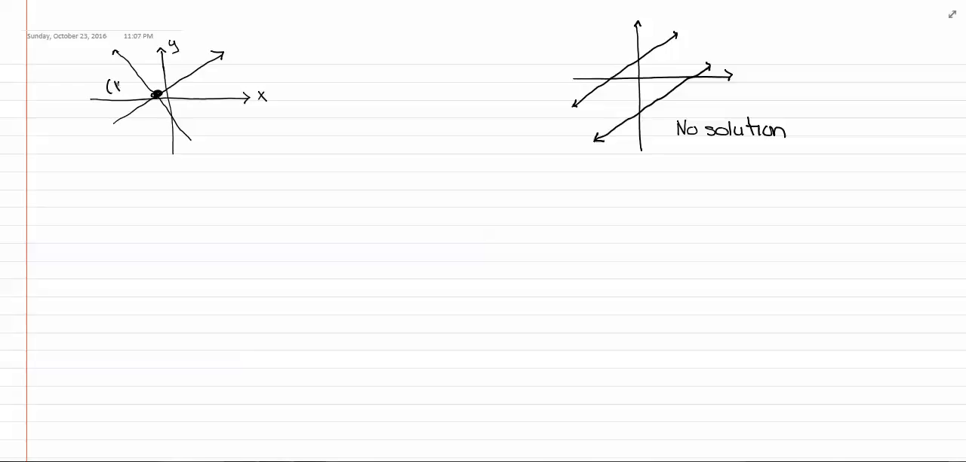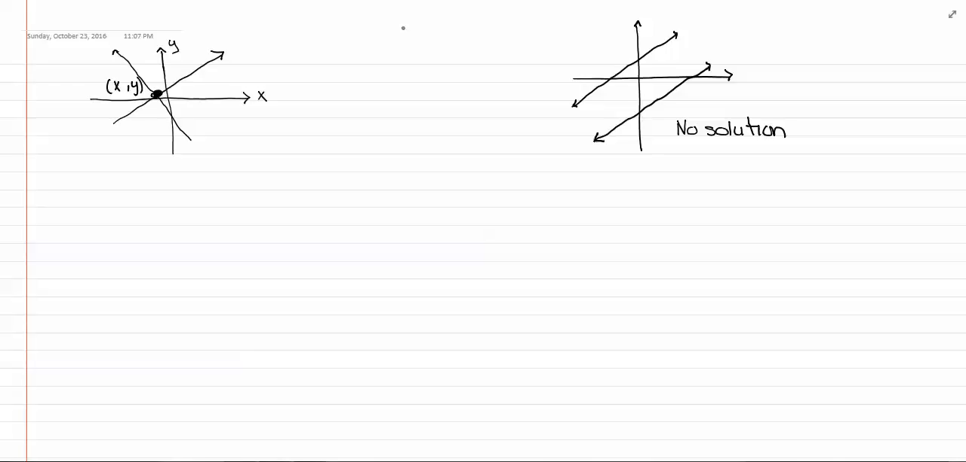Another way that two lines can interact would be if they were parallel to each other. In other words, we have one line with the same slope, but with a different y-intercept. In which case they have no points in common or no solution. Whereas this one had a point, just some xy point in common.